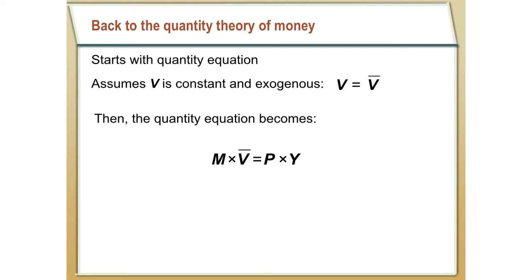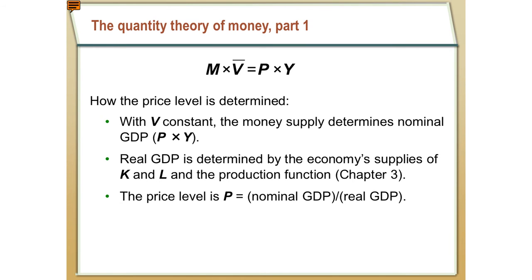If we assume that it's constant, it's just fixed at some number V bar. Now, if you were to look at a time series graph of velocity, it's not constant. So in and of itself, that doesn't seem to be a super great assumption to make. But the fact that it's exogenous, determined outside the system, allows us to develop some intuition, even if the quantitative predictions aren't exactly perfect. So the quantity theory of money is a theory of the price level. It's a theory of how the price level is determined.